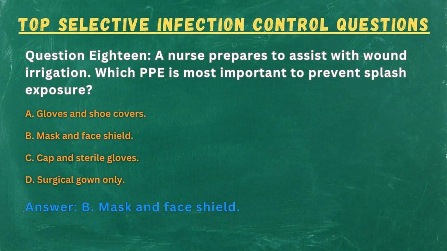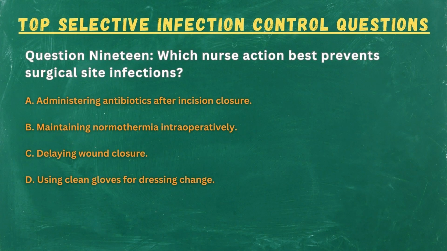Answer: B. Mask and face shield. Question 19. Which nurse action best prevents surgical site infections? A. Administering antibiotics after incision closure. B. Maintaining normothermia intraoperatively. C. Delaying wound closure. D. Using clean gloves for dressing change.